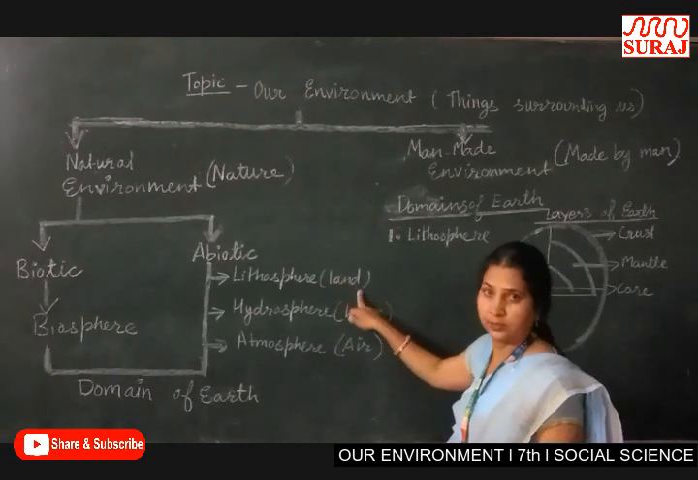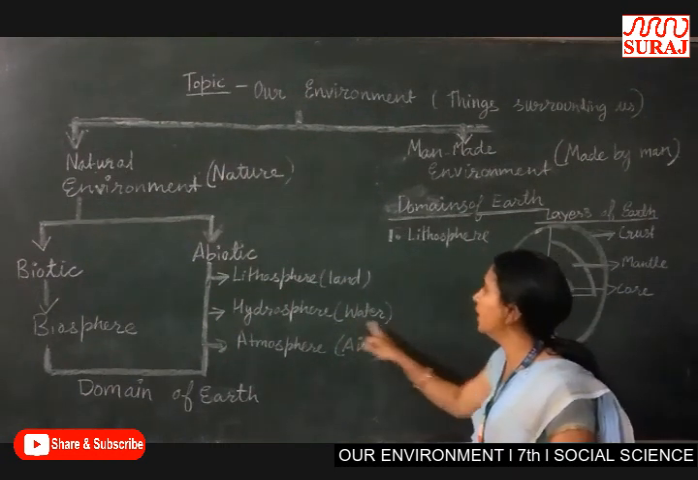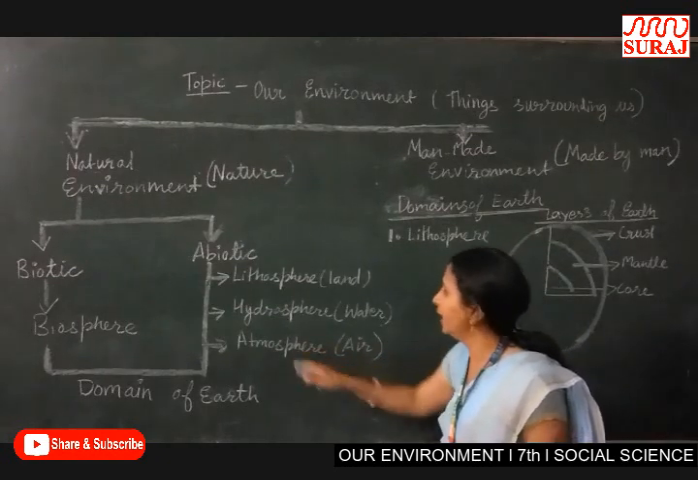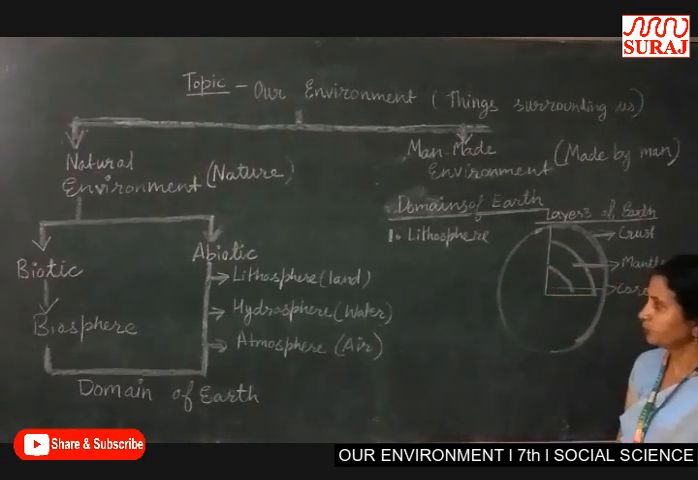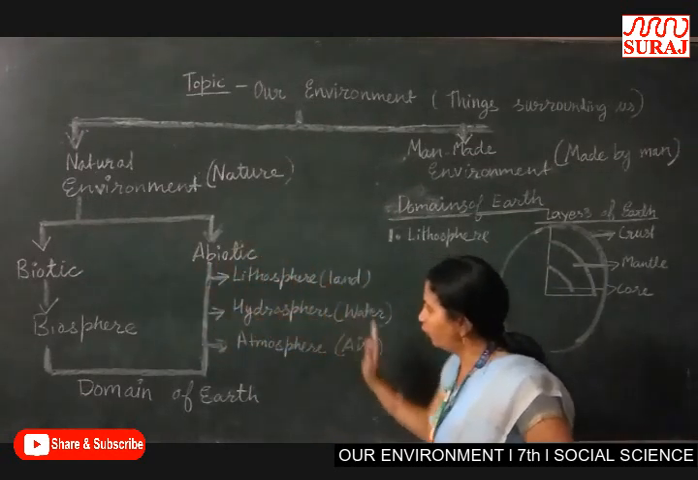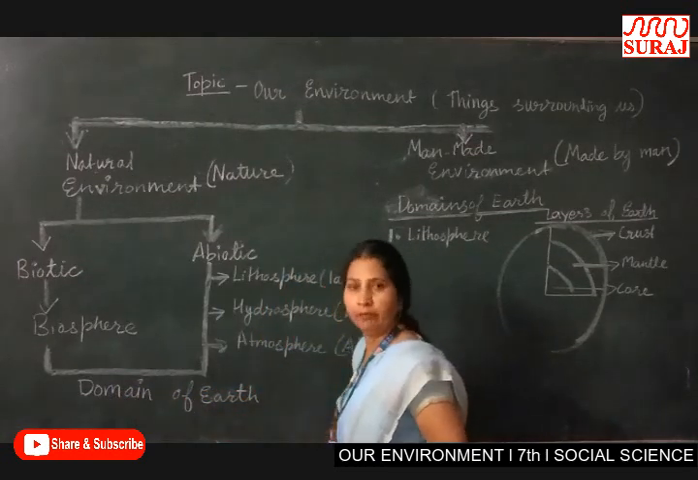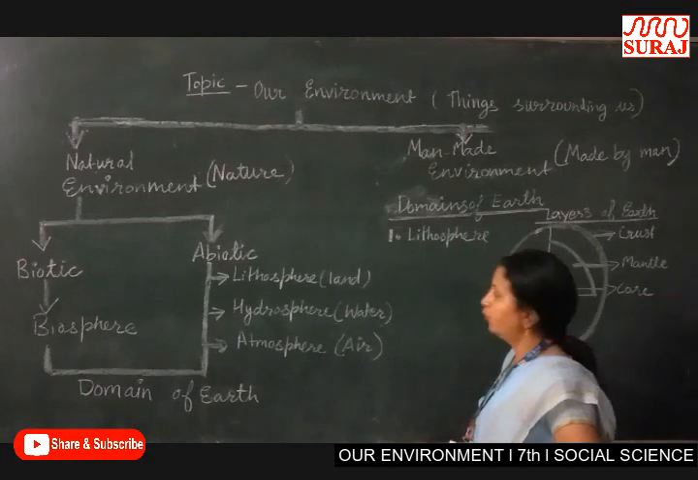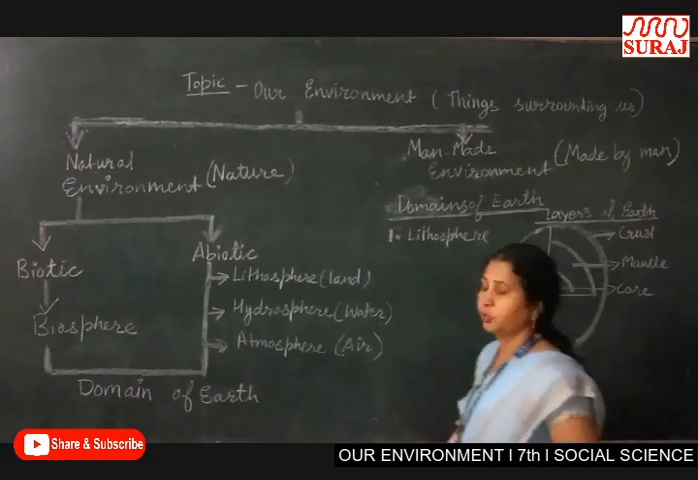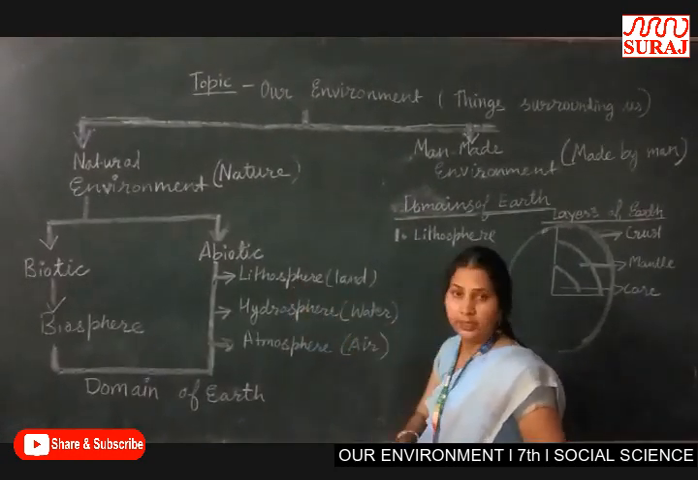Land, the lithosphere, and water, all water bodies, make the hydrosphere. Air makes the atmosphere. Both abiotic and biotic form the domains of the earth in our environment. There are four domains in our environment. First, we can explain one by one, like lithosphere.